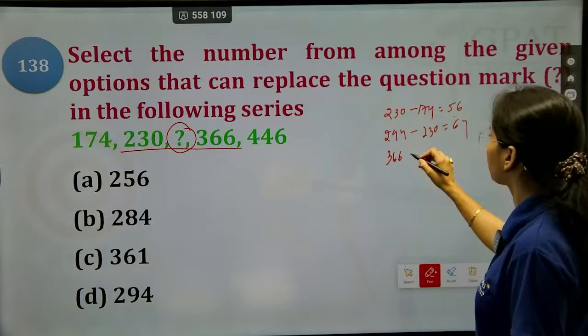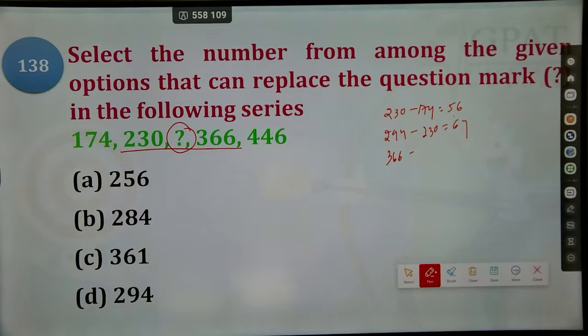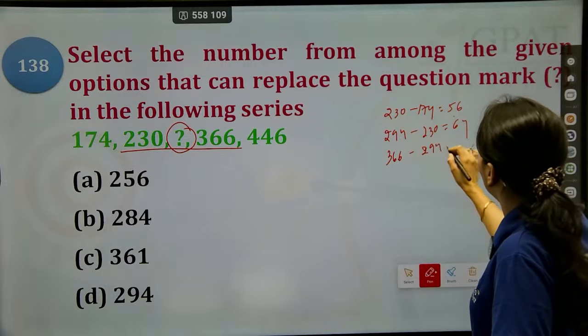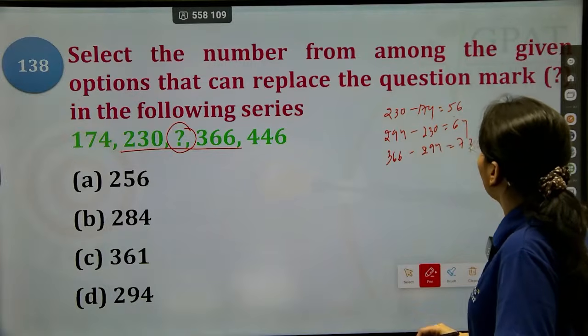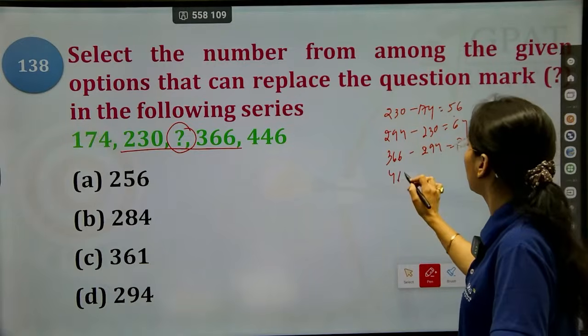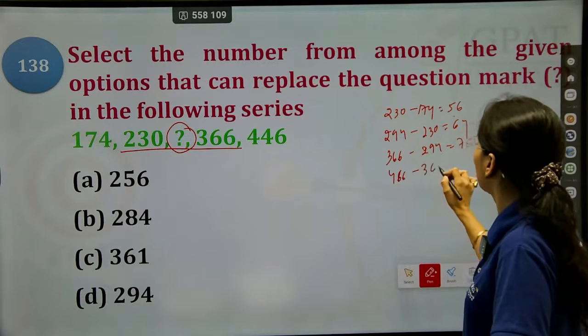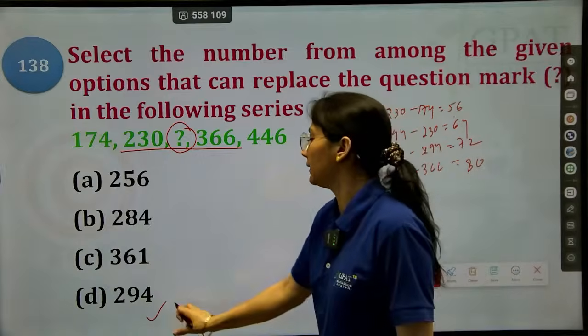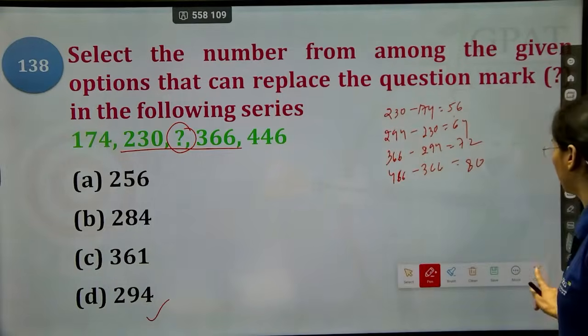366 minus 294, you will get 72. Similarly, when you subtract 446 minus 366, you will get 80. So the correct answer is 294. So option number D is correct.